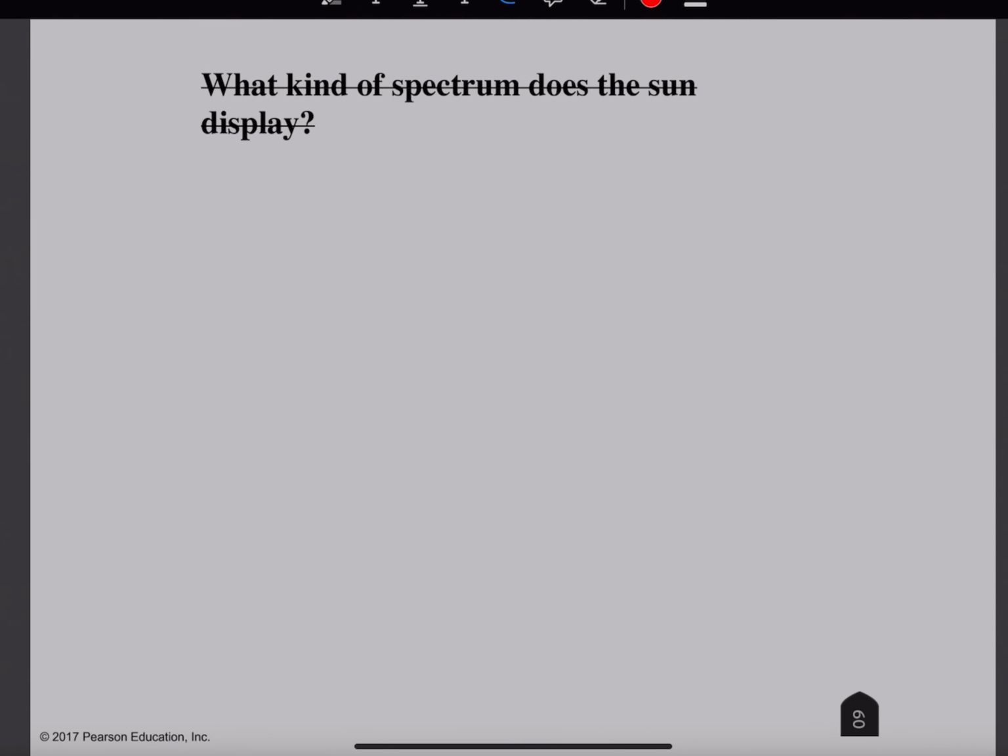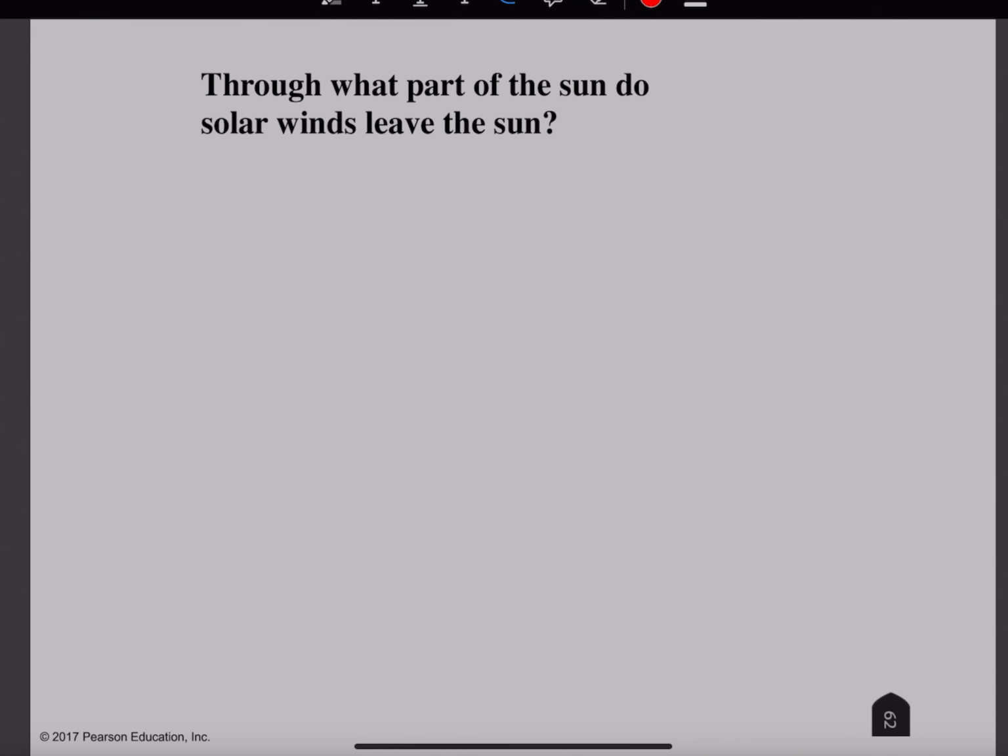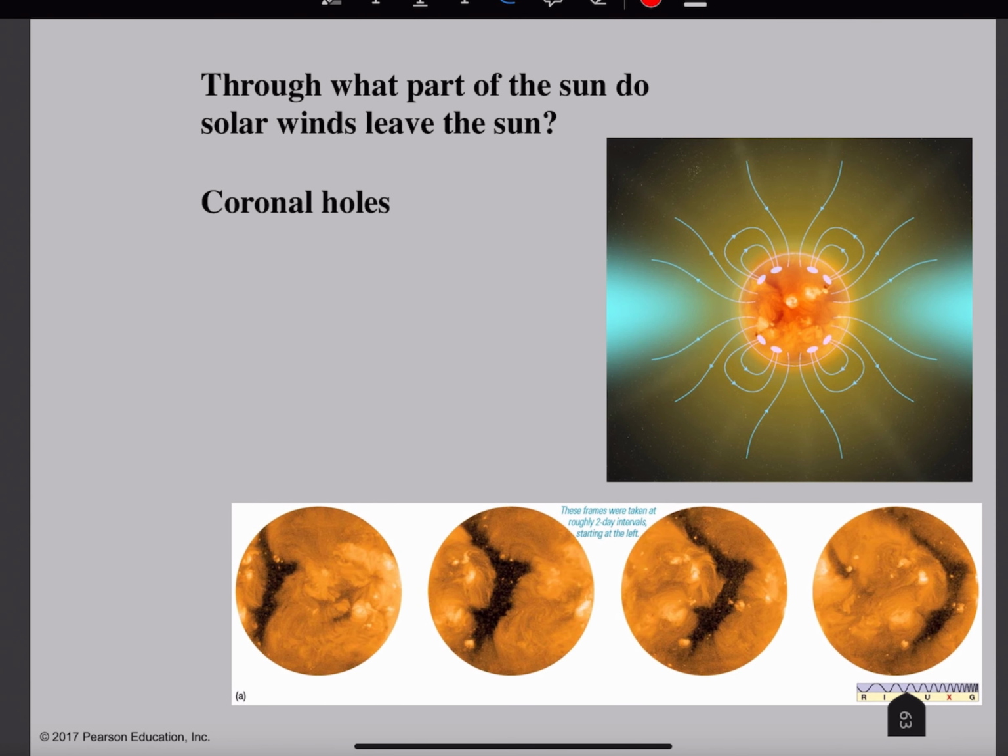Okay, and here's the next one. So through what part of the sun do solar winds escape? So solar wind escapes through holes in the sun's corona. So you can see these holes here in the sun's corona.